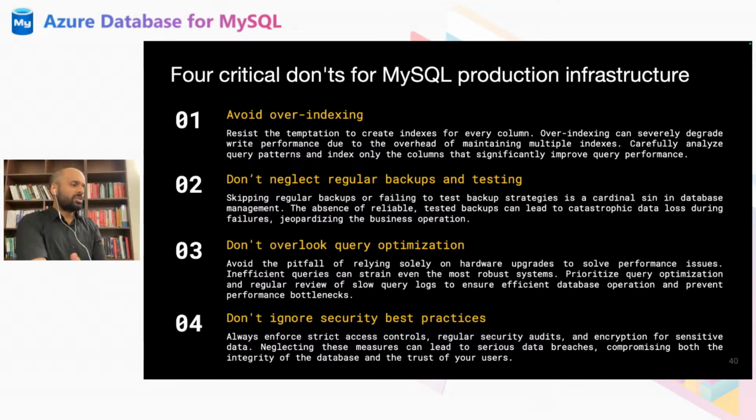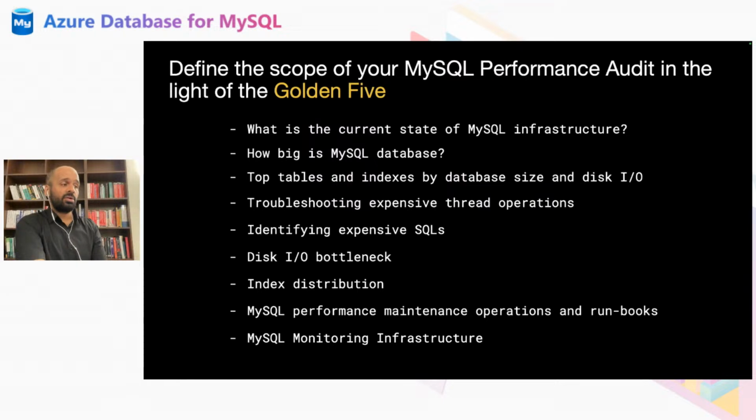The whole overall scope of my performance audit is to understand the current state of the infrastructure. That's very important. How big is your database? Like I said, top tables. Work on the thread operations that are very expensive, and identify the expensive SQLs. Every performance bottleneck will have disk IO as its epicenter. Look at the indexing. Have a clear maintenance operations runbook.